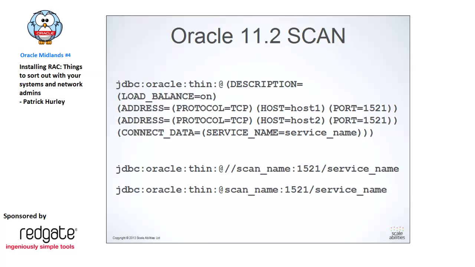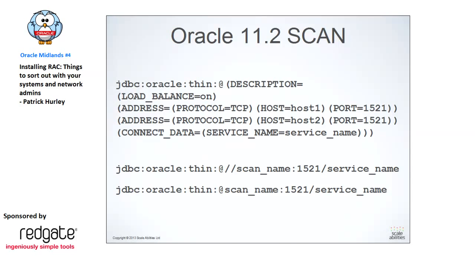Right, the scan listener. Trying not to go into too much detail. I don't know how many of you know about it, but this is a typical JDBC RAC connection string in Oracle 11.1, where you've got the two hosts and the ports. What scan allows you to do is specify just one name to access your database. You can have a connection string like that or like that. The subtle difference there is that the slashes are missing.